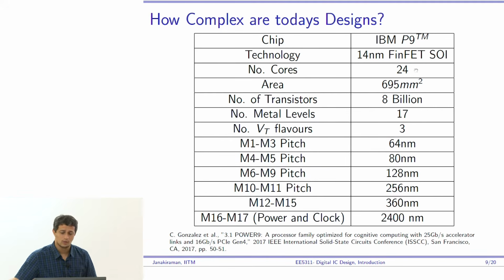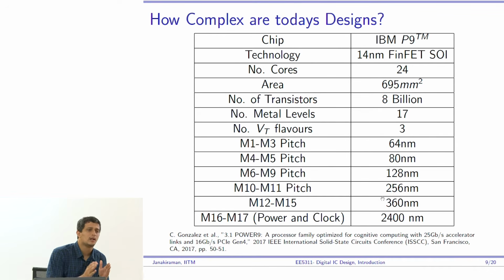And what you notice here is the pitch, which is talking about the spacing between metals, right, is 64 nanometer for M1 to M3, which means the width of the metal also has to be less, only then the spacing can also be less, right. Then you have M4 to M5, it's 80 nanometer, M6 128 nanometer, and so on.